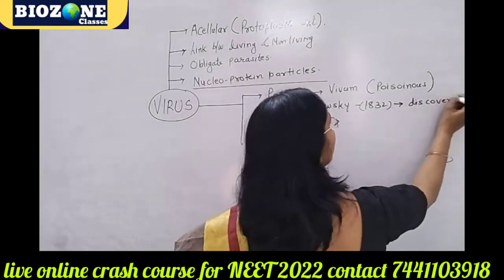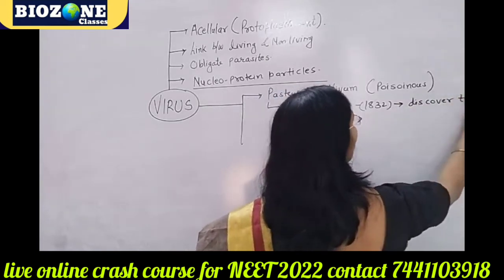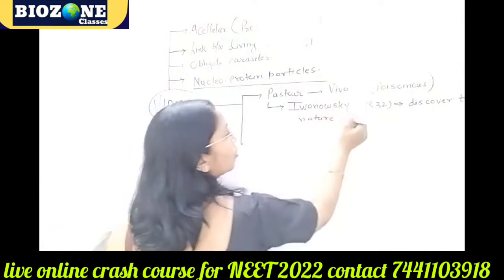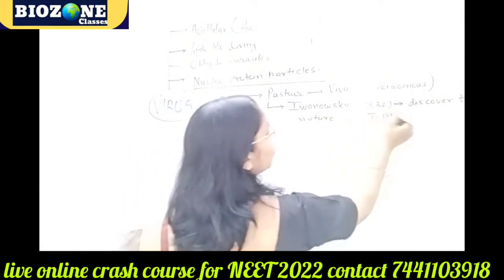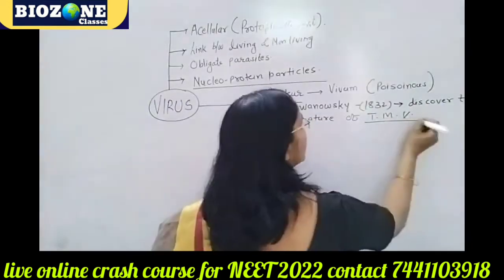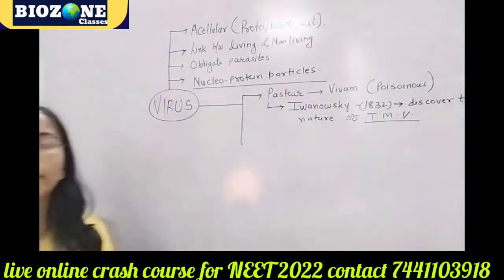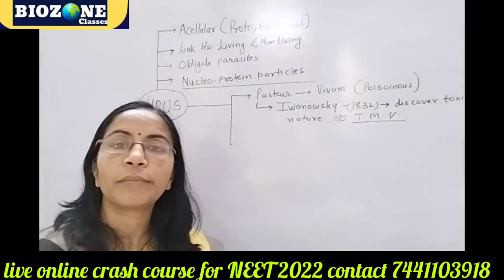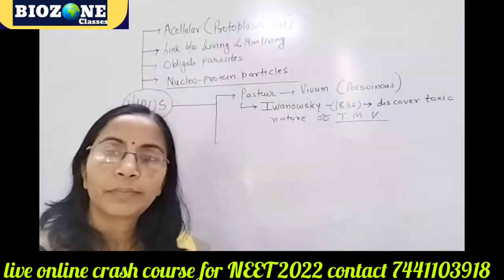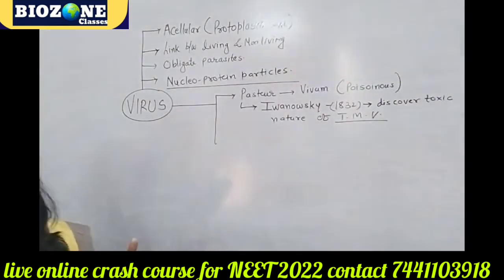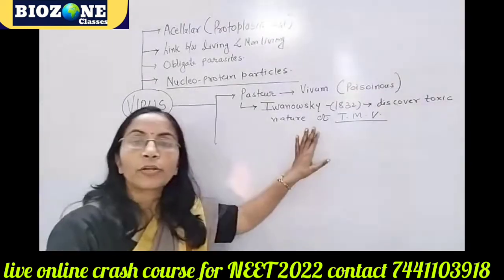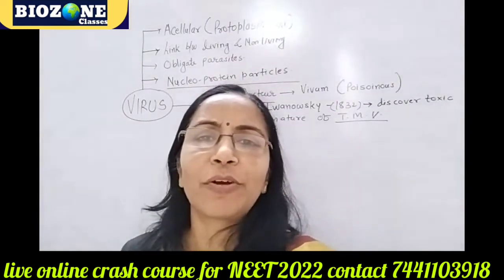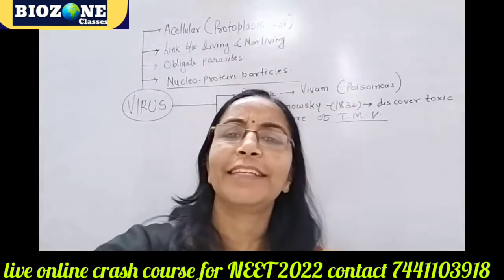Ivanovsky discovered the toxic nature of tobacco mosaic virus. So TMV you remember. Okay, and TMV was first discovered by Ivanovsky, who first discovered the tobacco mosaic virus, and he also observed that the extract of an infectious plant, in the year 1892, okay Manya.